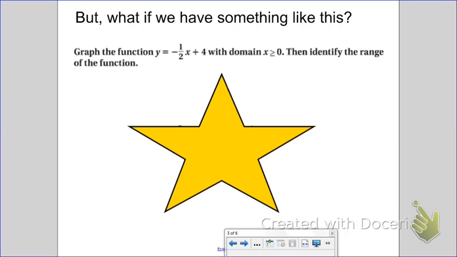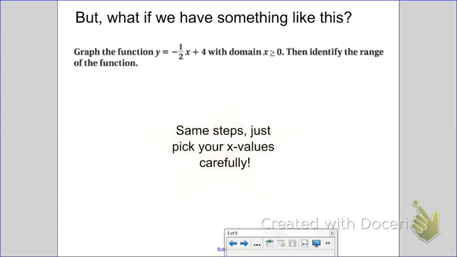What if we have something like this though? Graph the function y equals -1/2 x plus 4 with domain x is greater than or equal to 0. Then identify the range of the function. So this looks a little bit differently because it's telling us a specific domain we need to use. We follow the same exact steps to graph this. We just have to pick the x values carefully. So let's start graphing this example to show you what I mean.